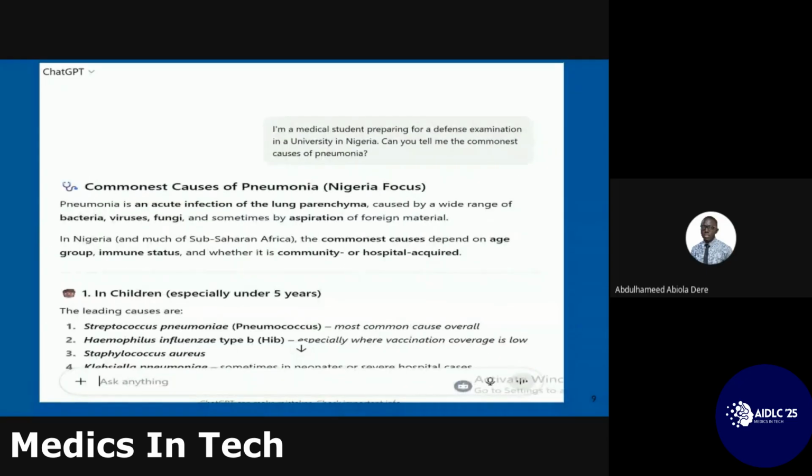Now, when I said I'm a medical student, it didn't go and start telling me a story about Ondo State or Kwara State, because it knows that I want to defend the exam. It tells me that in children, especially under 5, the only place where you would hear them talk about stratifying patients under 5, pediatrics, adults, is in the medical school. I mean, only in the hospitals. So by just telling the prompt that I'm a medical student, it understands that I'm not just going to generally tell it the causes of pneumonia, but that there's pneumonia based on age group, based on immune status, and based on whether it's community or hospital acquired.